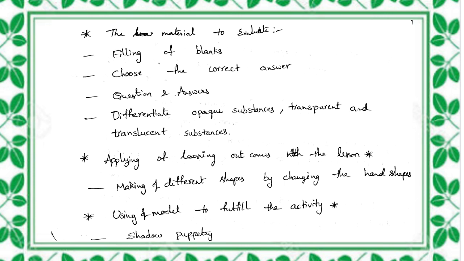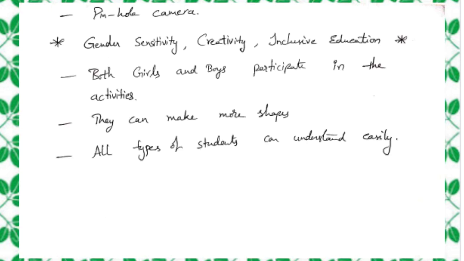Applying the learning outcomes with the lesson. Making different shapes by changing the hand shapes, using a model to fulfill the activity. Shadow puppetry, pinhole camera. Gender sensitivity, creativity, inclusive education. Both girls and boys participate in the activities. They can make more shapes. All types of students can understand easily.